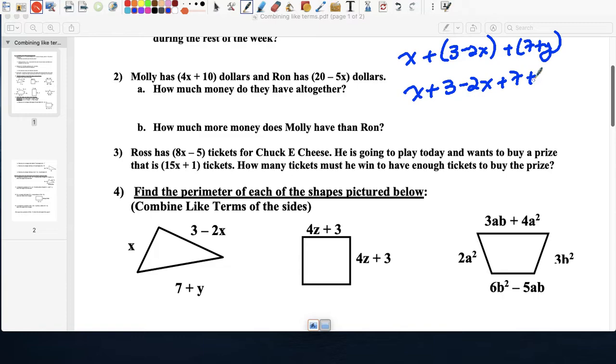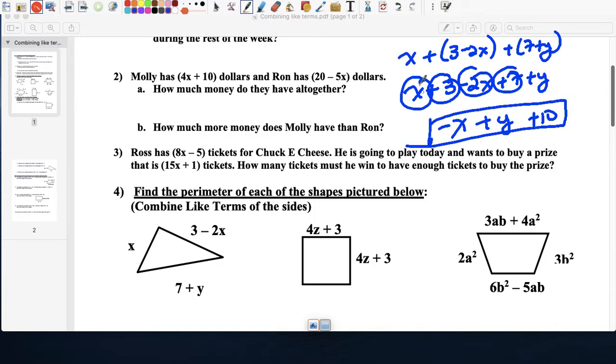just written like this. Like terms, x and minus 2x is negative x, plus 3 and plus 7, let me put that, plus 10, and then plus y, alphabetically. So this represents the perimeter of the triangle.